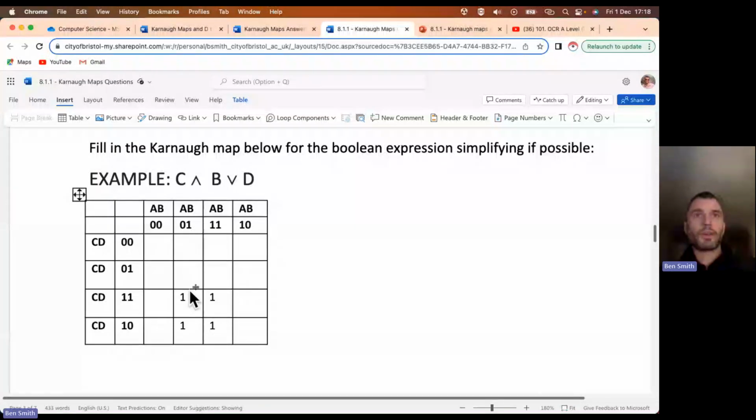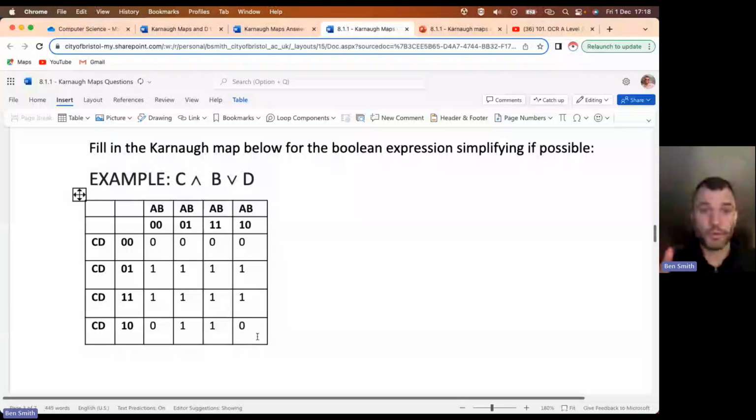And so now we have to find D. So where is D true? Well, D is true on this line. We can put a 1 here, a 1 here, a 1 here, a 1 here. And then D is true here, so it's got a 1 here and a 1 here. And then everywhere else, you just put zeros, because this is where that Boolean expression is not true.